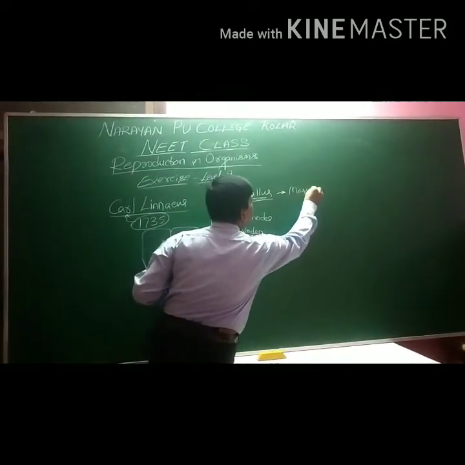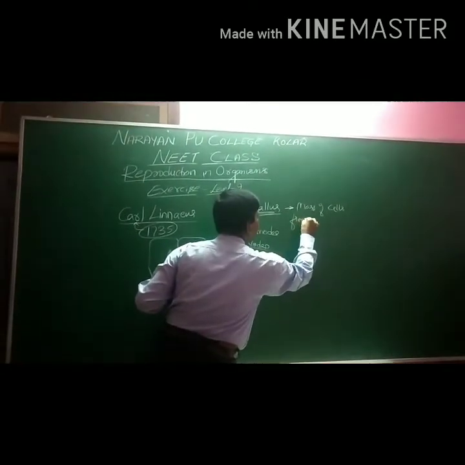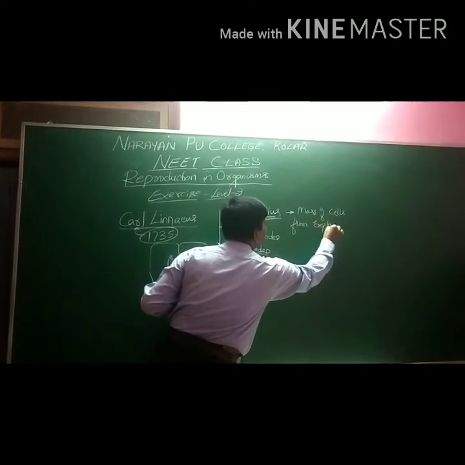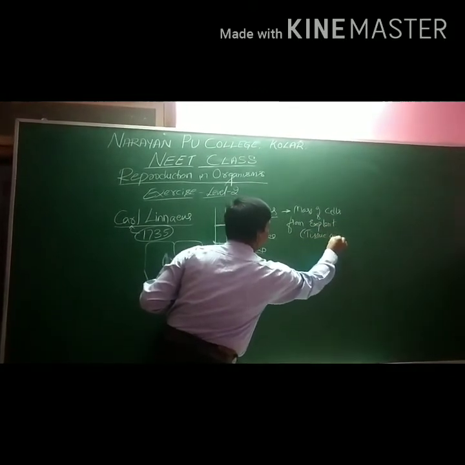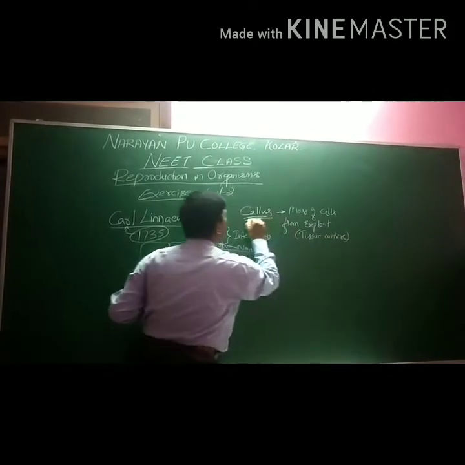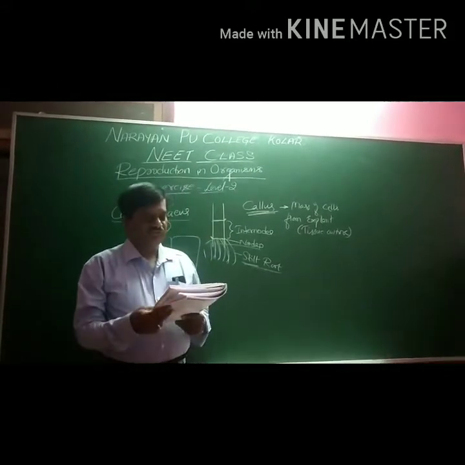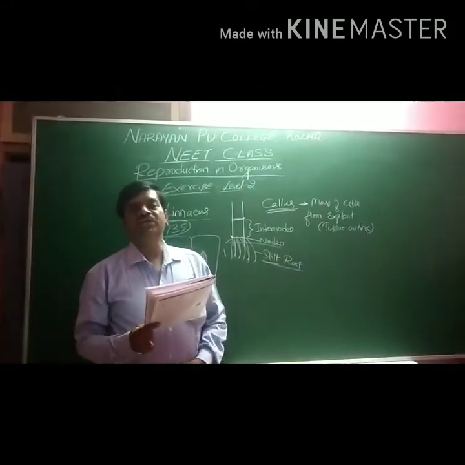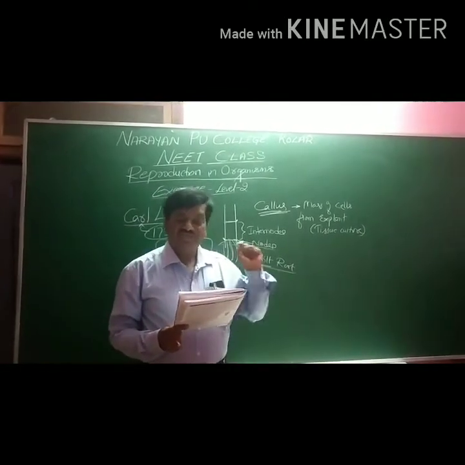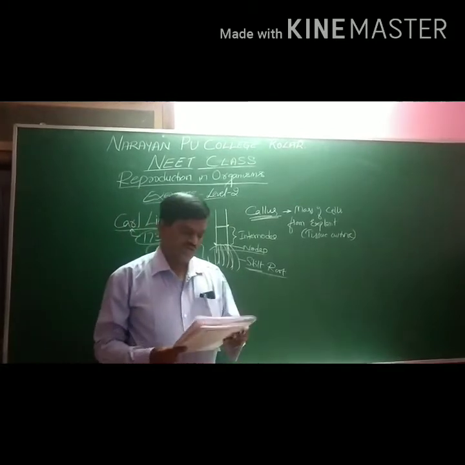Mass of cells from explant. So this can be noticed in tissue culture. For that we use the word callus. We go for our next option, clone. Clone is nothing but genetically, morphologically similar. So the second option, clone, is the right one.